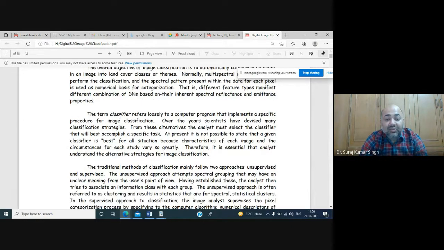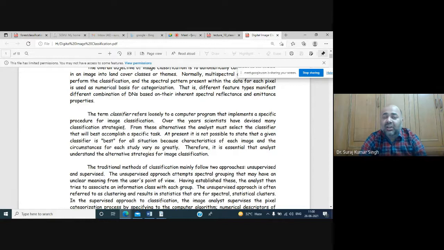So we have already known why we are classifying it. Now there is a very important technique that is used for classification, that is the classifier. The term classifier refers loosely to a computer program that implements a specific procedure for image classification. So what does a classifier provide you? That provides you a program, a command that helps you to discriminate the different earth features. Over the years, the scientists have devised many classification strategies.